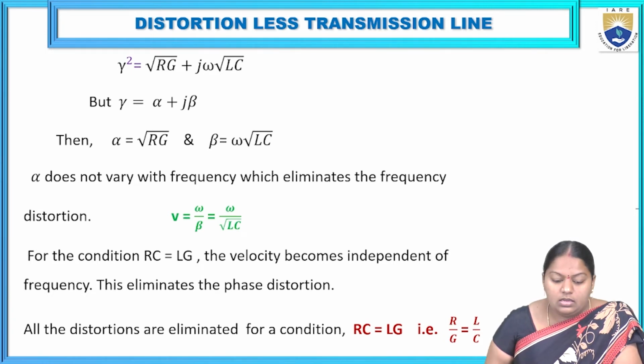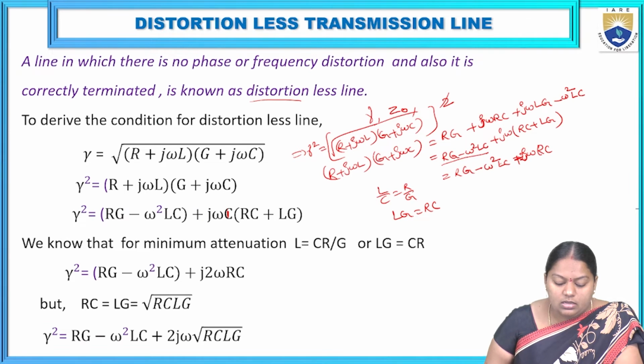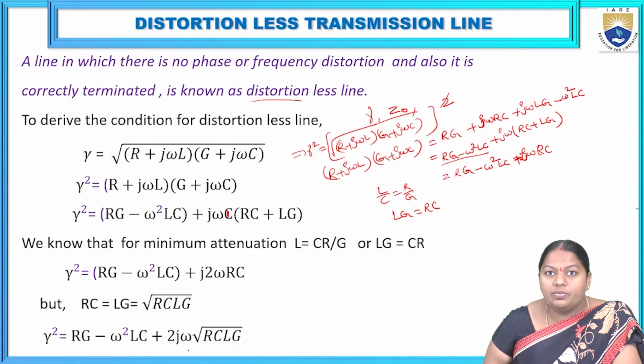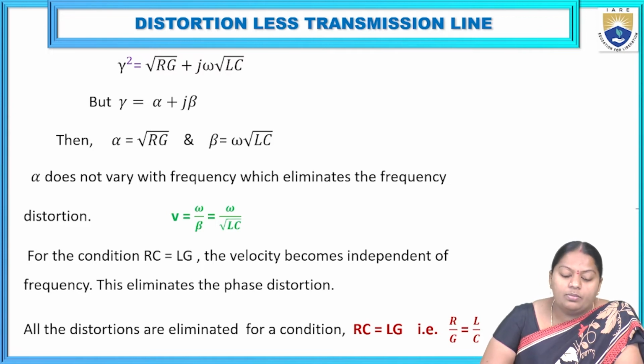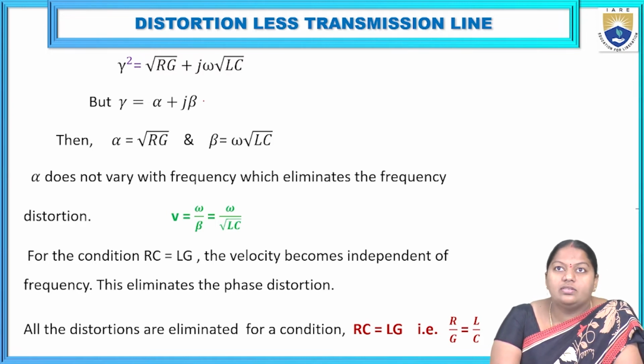Here, γ = √(RG), and if we substitute R/L by G/C, the 2 gets cancelled and 2jω is left out. From this we can get γ = √(RG) + jω√(LC). But according to the definition, γ = α + jβ.